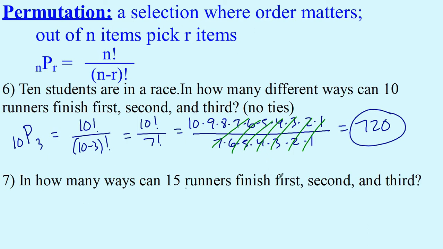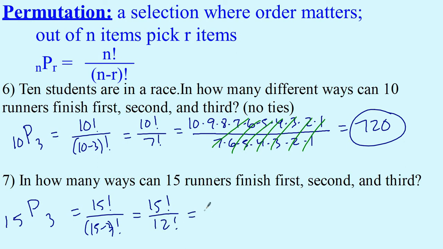How many ways can 15 runners finish first, second, or third? So do the same thing. We can do 15. We're picking 3 of them. Order matters, first, second, third. So we do 15 factorial over 15 minus 3 factorial. So that's 15 factorial over 12 factorial. That simplifies to 15 times 14 times 13.